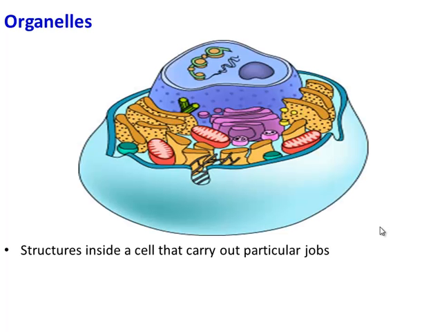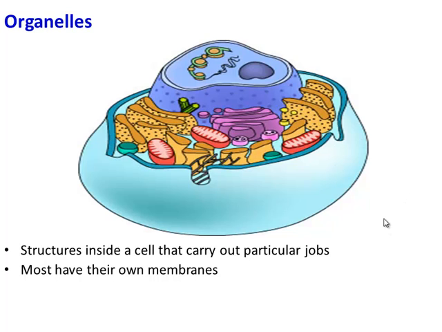So an organelle is simply a smaller structure inside a cell that carries out a particular job. And you can see in this particular cell, there's lots of organelles. Right now we're looking at a eukaryotic cell, and we're going to be focusing on eukaryotic cells in this video. Most organelles have their own membranes. So this organelle has its own membrane, and this organelle has its own membrane. Meanwhile, it's inside a cell that has its own membrane.